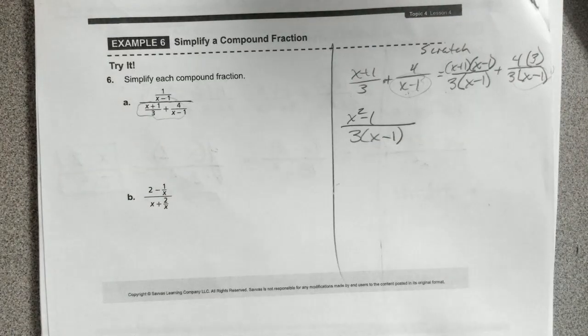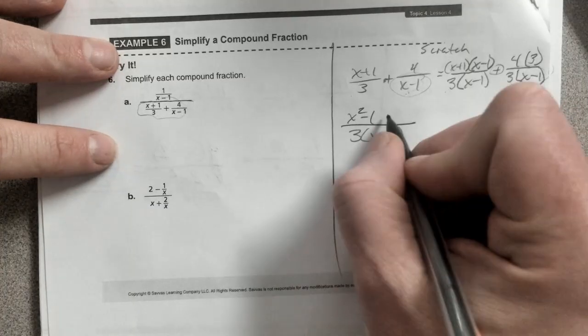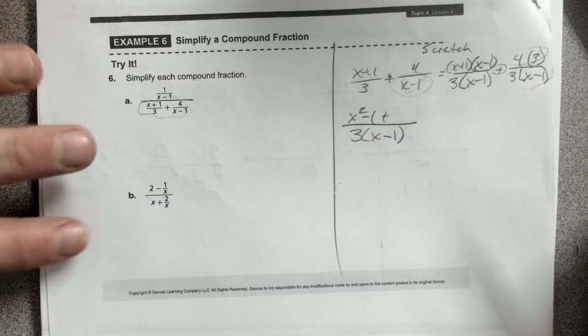Yep. Yeah, good. Right? A plus B, A minus B, A squared minus B squared. So, x squared minus 1. All right, and we're going to add 4 times 3, which is?